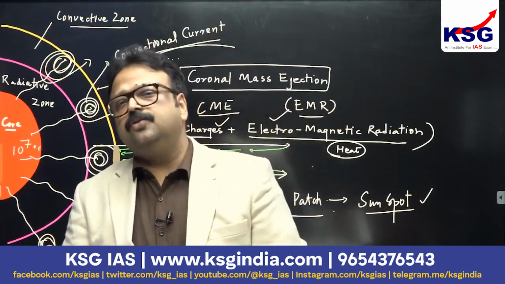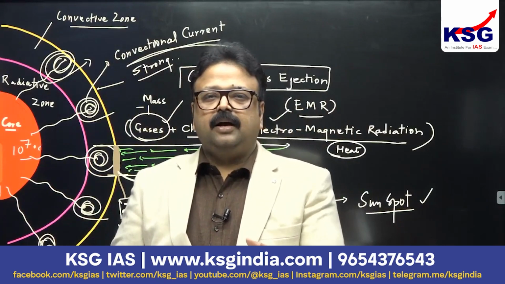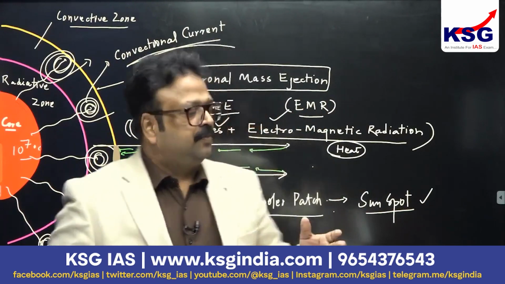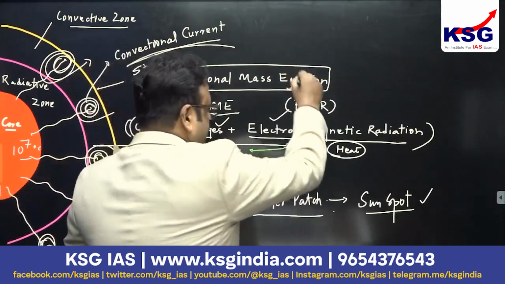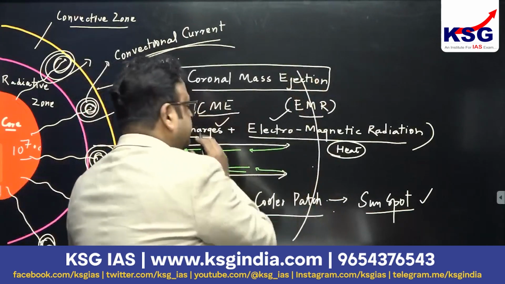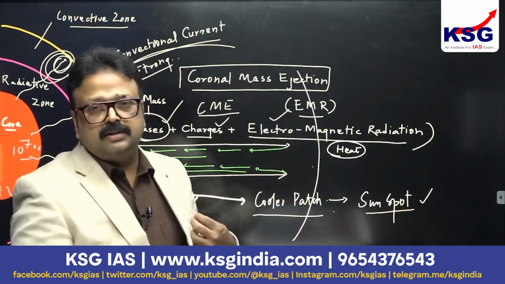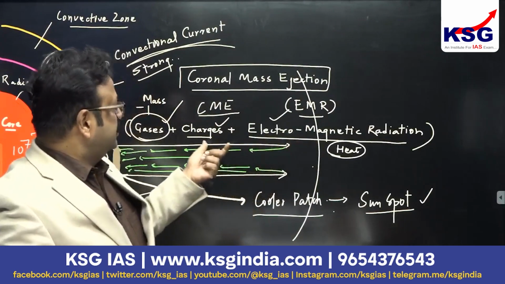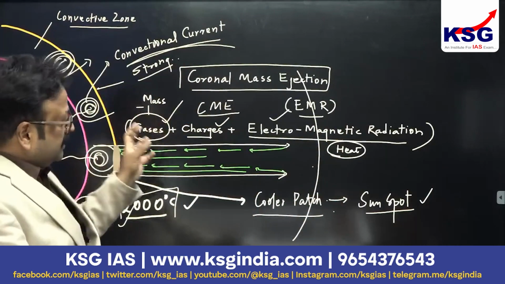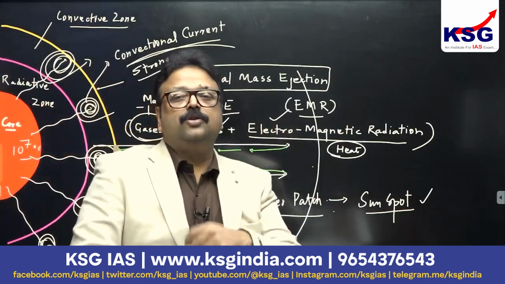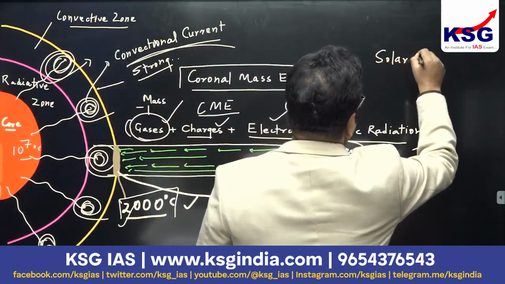So in the next video we are going to understand this sun spot and what is going to happen with this electromagnetic radiation and charges, because the gases return to the sun's surface, but electromagnetic radiation and charges will travel further. This ejection, coronal mass ejection, can also be termed a solar flare. So solar flare, another term you need to understand, solar flare.